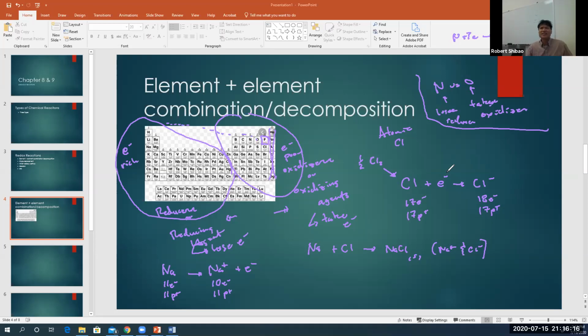Now, when we take nitrogen and oxygen, how do we predict the products? How to predict the products is not so easy to do.